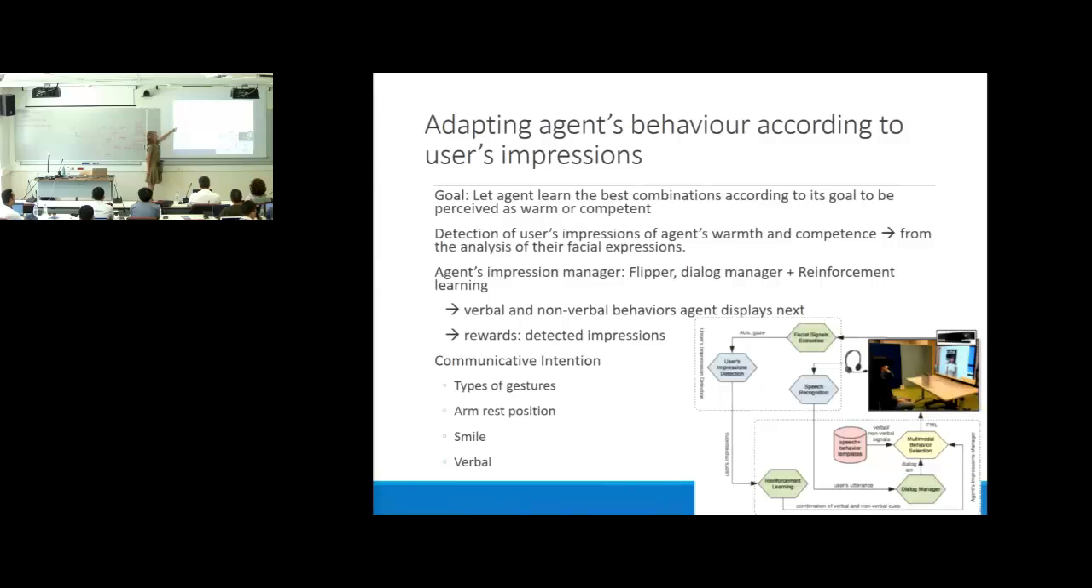After that, the impression management of the agent is done through a dialogue manager and some reinforcement learning, where these models will decide what to say next and how to say it. The reward function here is the detected impressions. Once we decide what the agent should say next, we then determine how to produce the communicative intention: type of gestures, arm position, smile, and the verbal content.